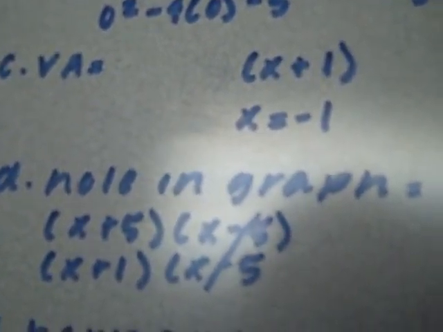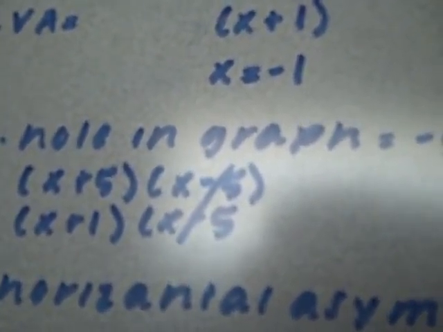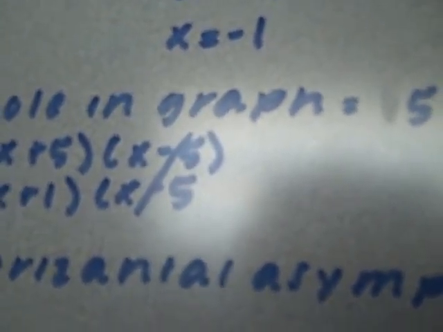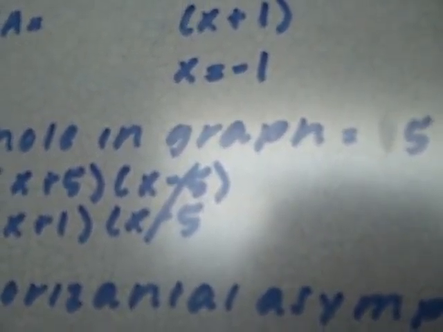And then there's a hole in the graph at 5 because there's an x minus 5 in the numerator and x minus 5 in the denominator. And when you set x minus 5 equal to 0, you get 5, and that's where the hole in the graph is.